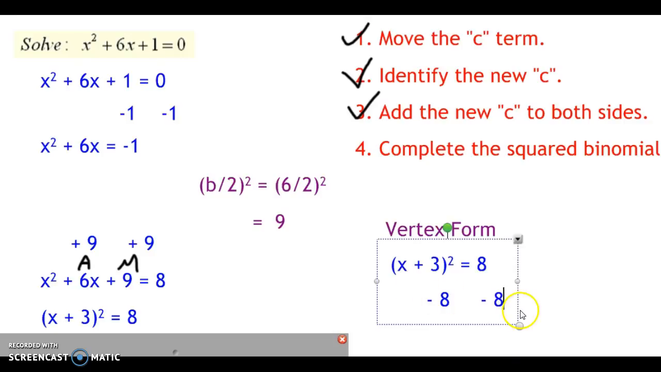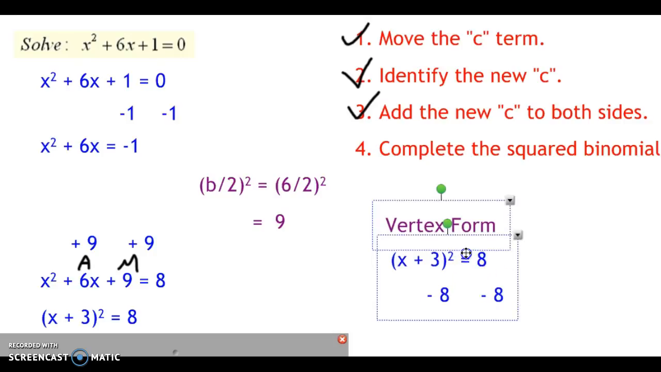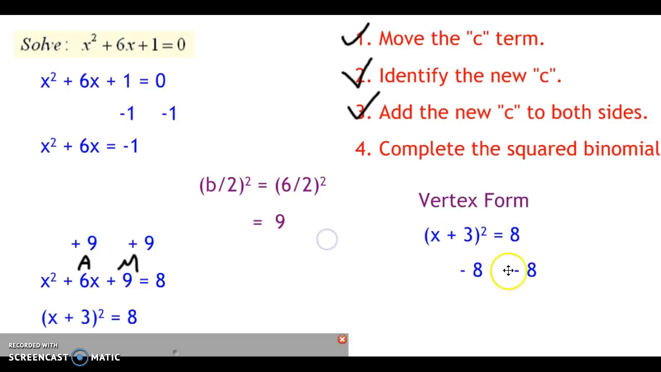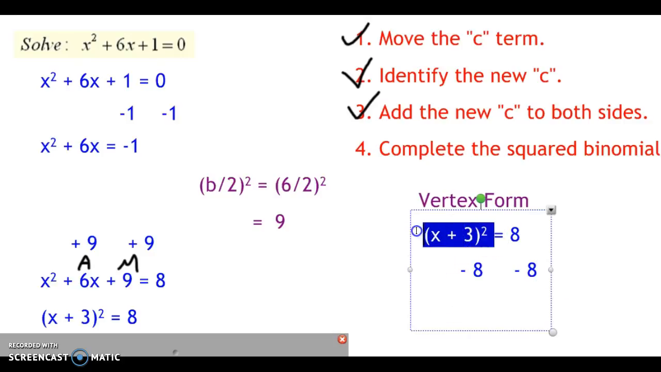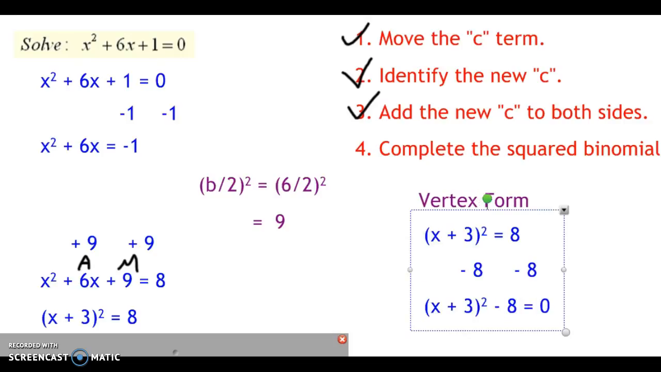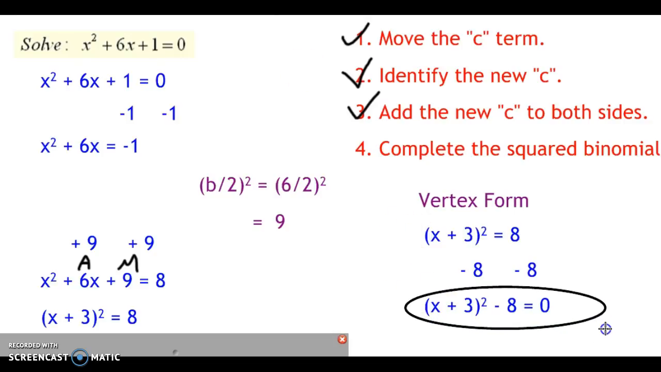So if I subtract 8 from both sides, I'm not going to be able to subtract 8 from (x minus 3) in parentheses squared, because you can't subtract through a parentheses like that. But you can write it like this. We'll take (x plus 3) squared, and we'll just say minus 8. That's an 8 is equal to 0. This right here is in so-called vertex form. It's called vertex form because it tells us something about the vertex of the quadratic equation, and I can tell you right now what that means.